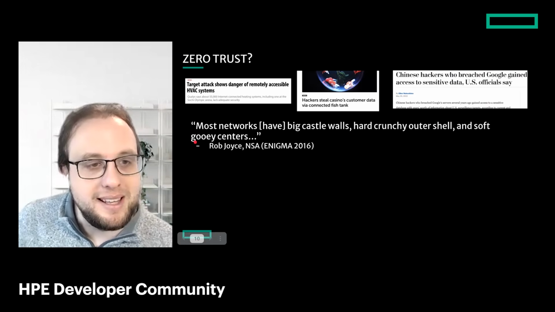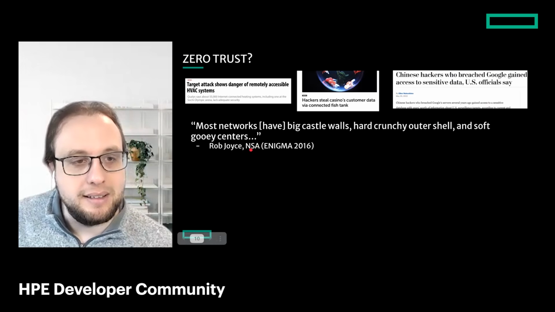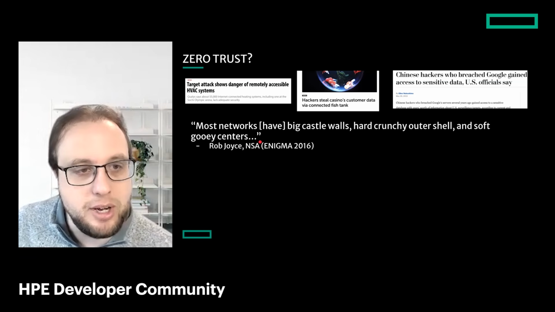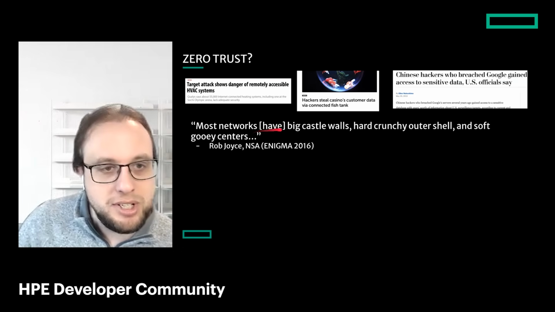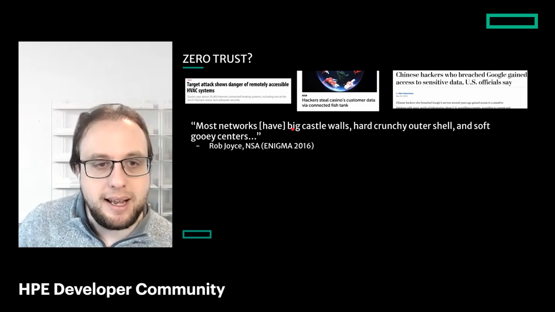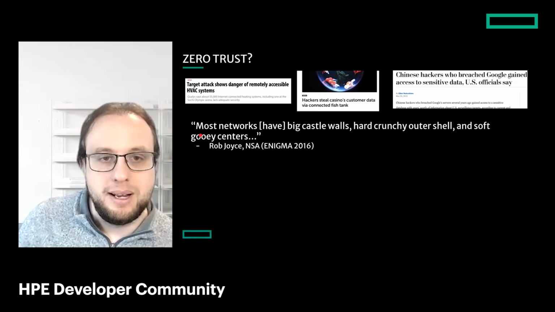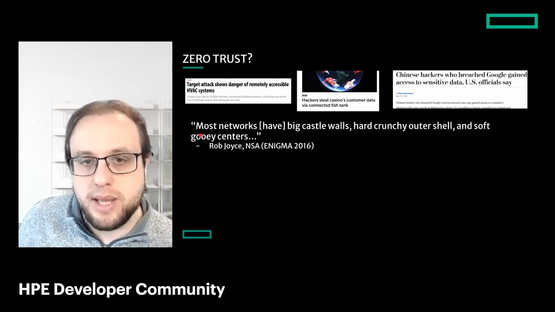So this is a good quote from a leader at the NSA who would know more about hacking networks than anyone. Once you get in through the castle wall at an organization, you can pretty much migrate to different services within that organization.